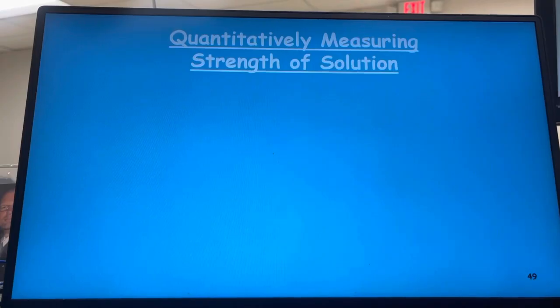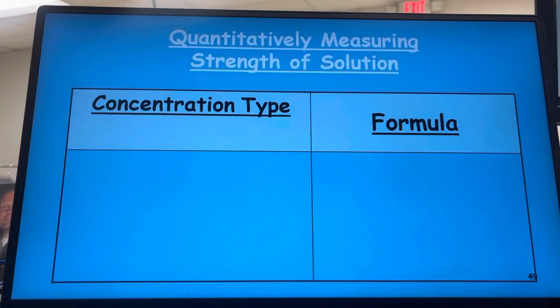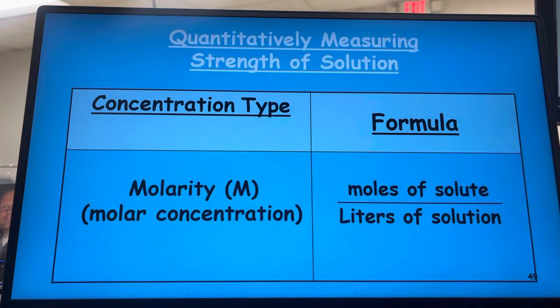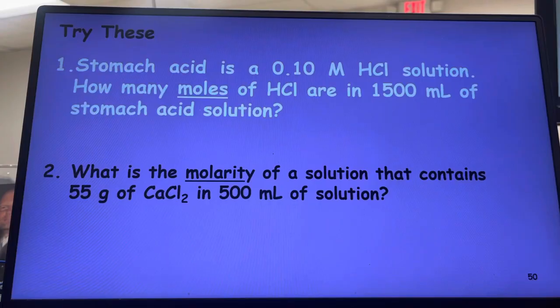Okay. So how do we measure the strength of a solution? So for molarity, this is just a little review, we use the moles of solute over liters of solution. We just went over that, okay? Quantitatively, so quantities, numbers, right? So you're going to work on these as well. There's places for more practice, as promised.